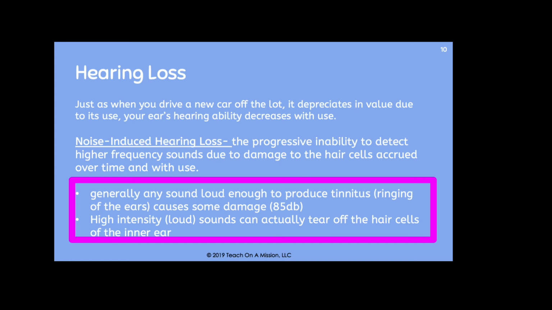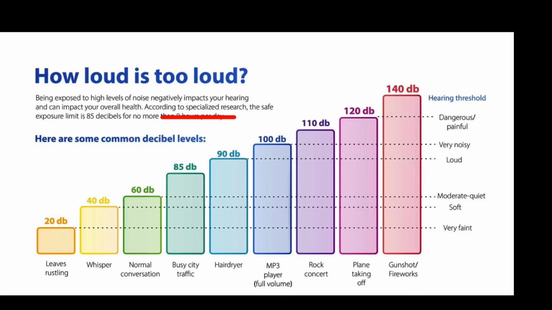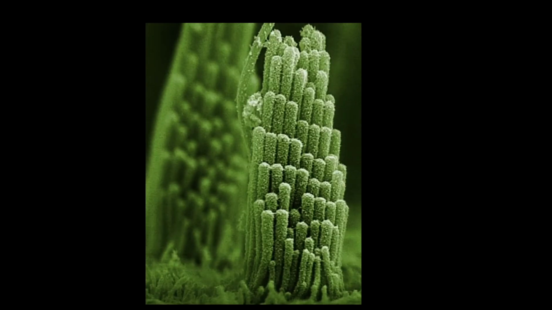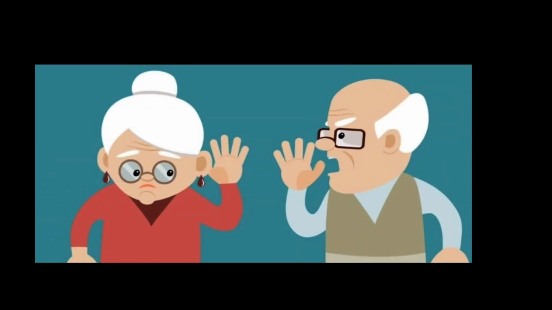Tinnitus is generally any sound that is so loud in decibel that it produces a ringing of your ears. Well, this is the stuff that causes ear damage. So basically anything over between 85 and 90 decibel range causes damage to those hair cells, those cilia. It does happen slowly and over time, but it does happen. And so we all have this noise-induced hearing loss at some point in our lives. And that's why sometimes older people can't hear as well.